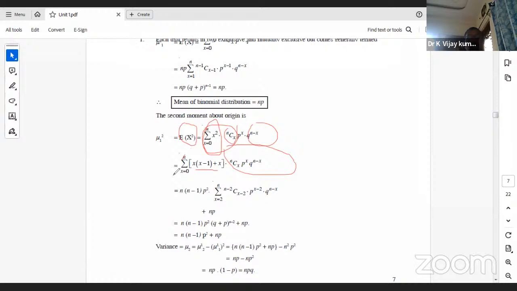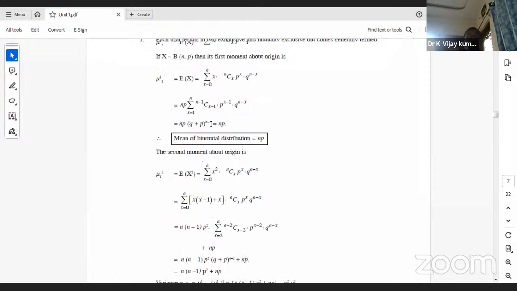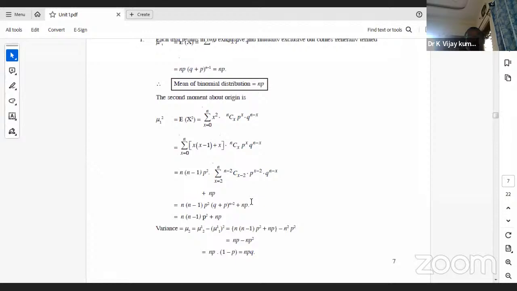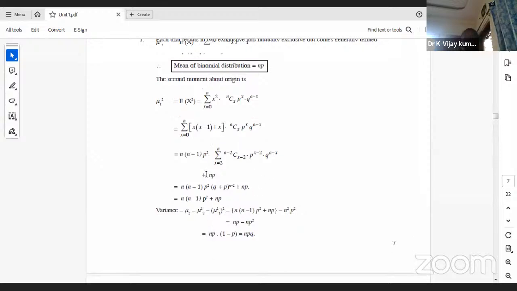After simplification, we get n into n minus 1 p square, and also the summation from x equal to 2 to n of n minus 2 C x minus 2 p power x minus 2 q power n minus x, plus np. So the second moment about origin is n into n minus 1 p square plus np.